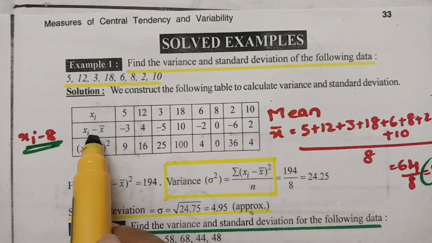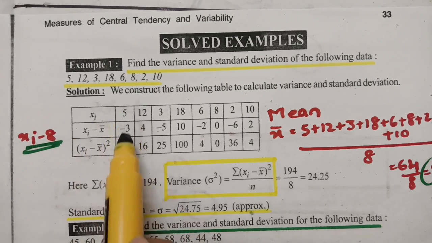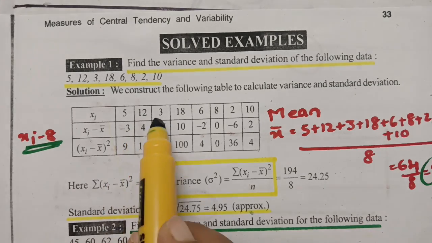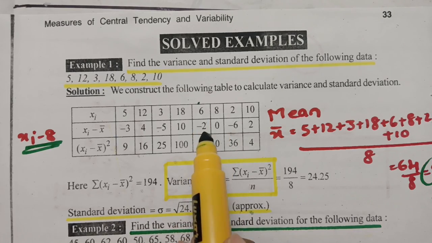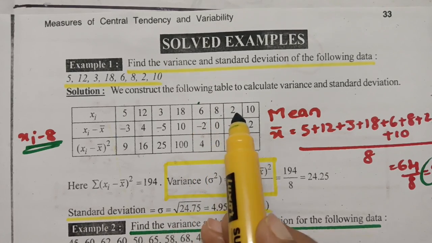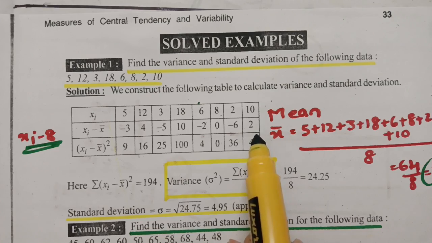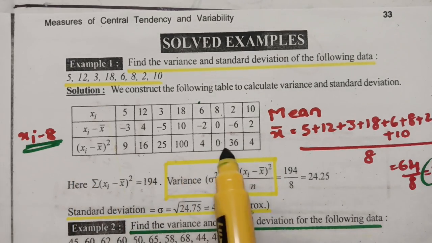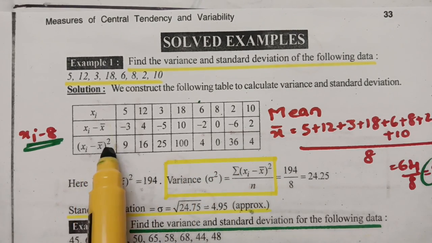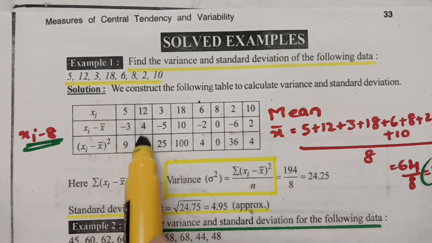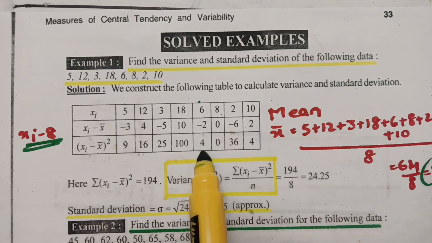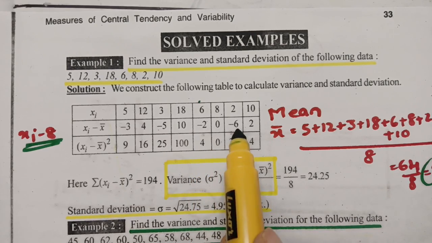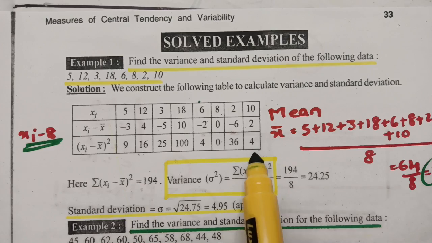Now from each x value we have to subtract 8, that is 5 minus 8 is minus 3, 12 minus 8 is 4, 3 minus 8 is minus 5, 18 minus 8 is 10, 6 minus 8 is minus 2, 8 minus 8 is 0, 2 minus 8 is minus 6 and 10 minus 8 is 2. And now we have to make squares out of this, that is (x minus x bar) whole square. Minus 3 whole square is 9, 4 square is 16, minus 5 whole square is 25, 10 square is 100, minus 2 square is 4, 0 square is 0, minus 6 whole square is 36, 2 square is 4.